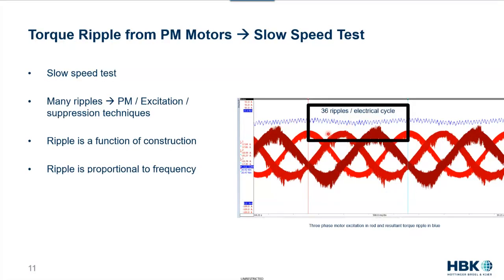Now, if we increase the frequency of the AC excitation, then the current frequency increases, and that's also going to increase the frequency of the torque ripple. So the motor construction determines the number of ripples per electrical cycle, and that frequency of the ripple is also proportional to the rotational speed. The amplitude of the ripple is harder to predict. That's really going to vary with operating conditions, and there's not a hard and fast rule that lets you predict what that amplitude is going to be.